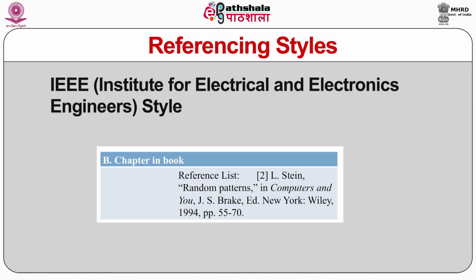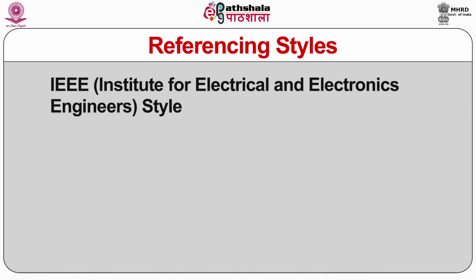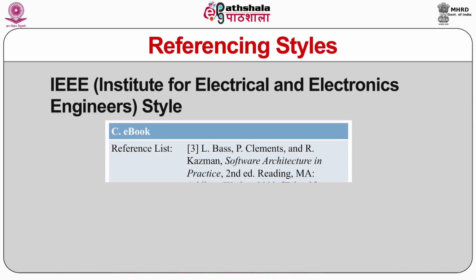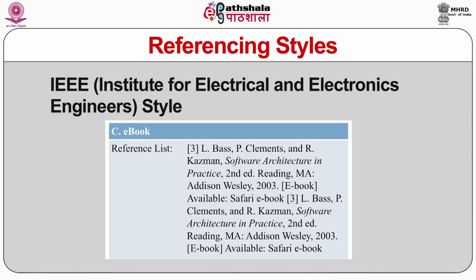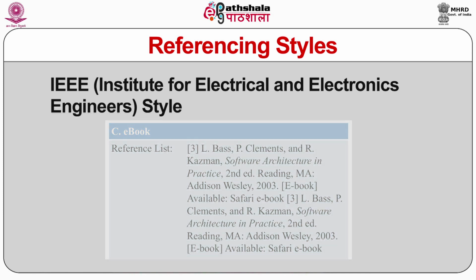the title, Random Patterns, and the title of the book, Computers and You, J.S. Brake, with the edition, New York, Wiley, the publisher, in the year 1994, and the page number 55 to 70. Then, if you are referring to an e-book, it will be the same, and you have to give the editions. You have to mention that it is an e-book.